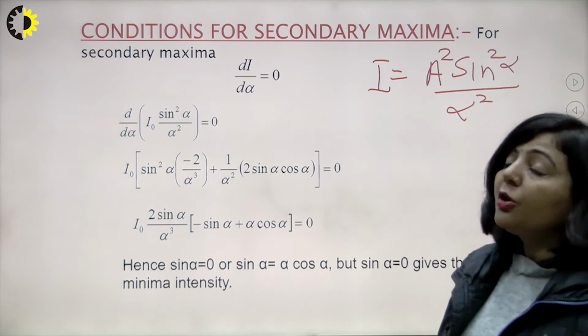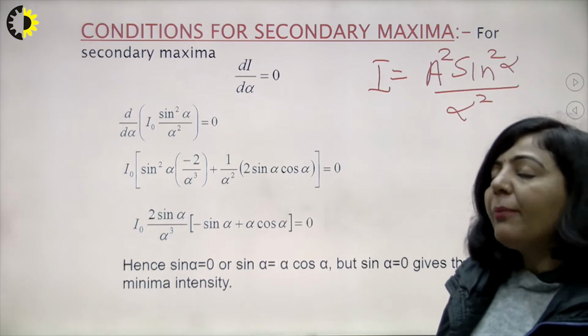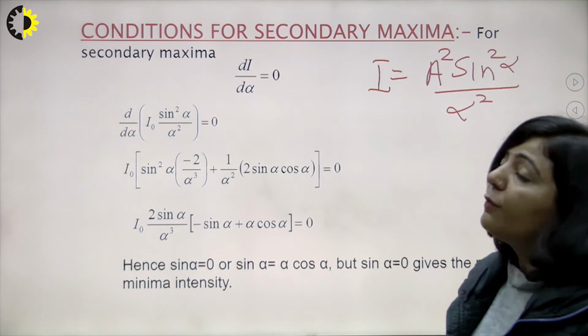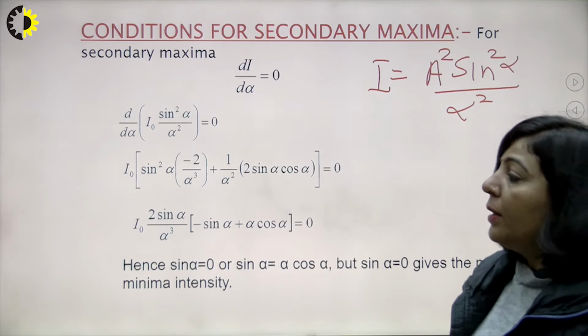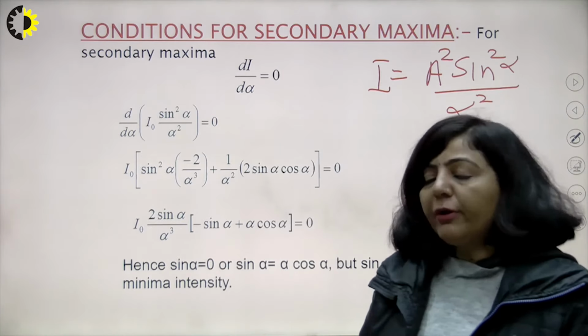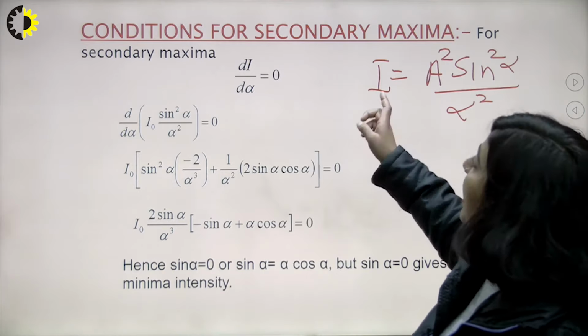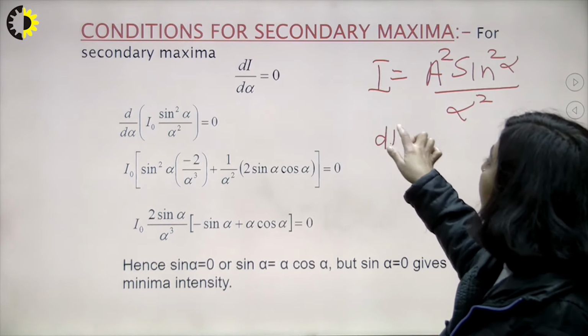Since I is a function of alpha, in order to find the conditions of maxima and minima, you have to differentiate I with respect to alpha and then equate it to 0. After that, you can decide what your points of maxima and minima are. So we have to differentiate this I with respect to alpha. You can see here dI upon d alpha.